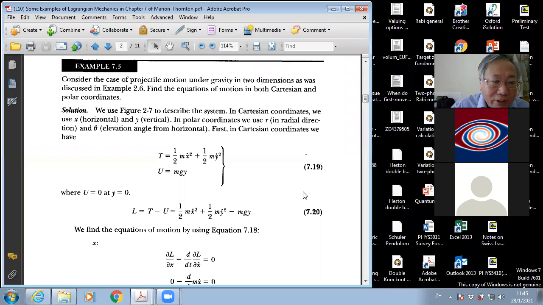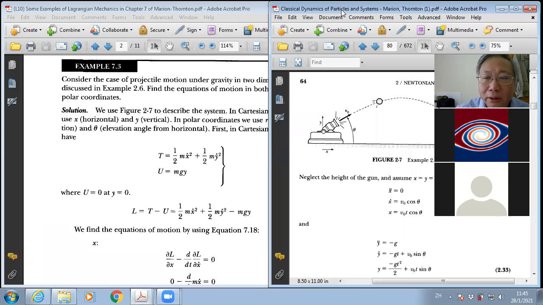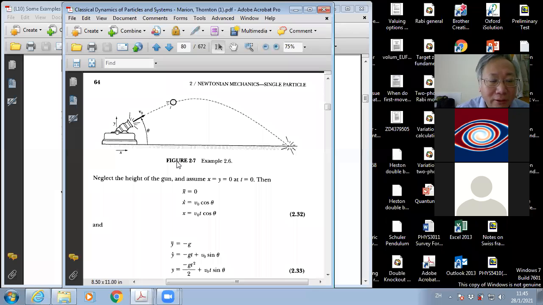Now, we will look at some examples to help us understand the Lagrangian formulation better. The first example is about projectile motion under gravity in 2 dimensions. All right. Here is the figure the question is about.